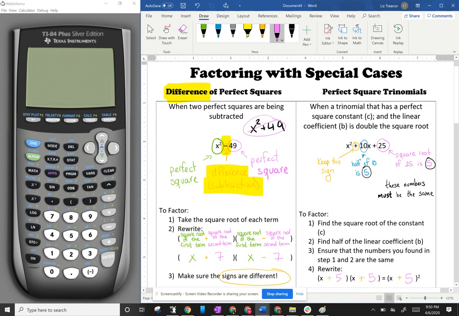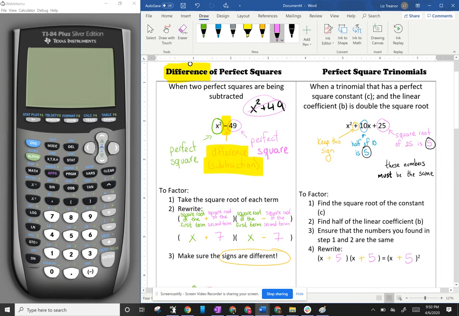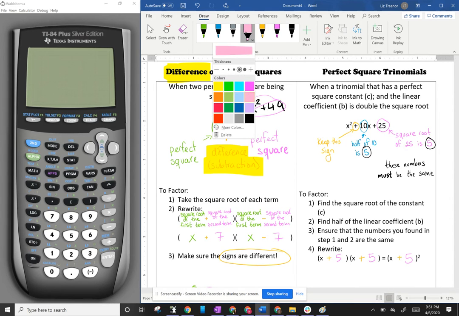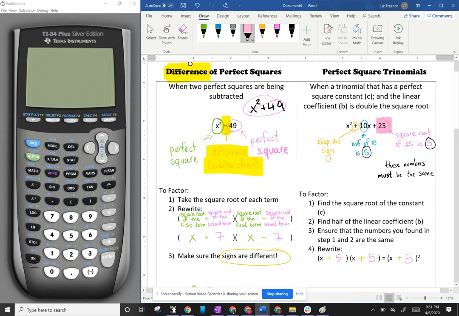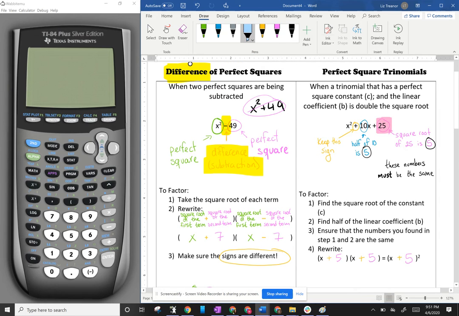Okay, let's move on to the second special case. This is called a perfect square trinomial. And this is going to be when the trinomial has, so its constant, so this here, its constant is a perfect square, and its linear coefficient is double the square root of the constant. Okay, so what do I mean by that?